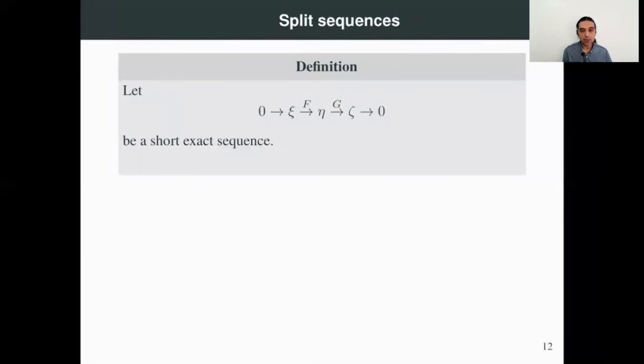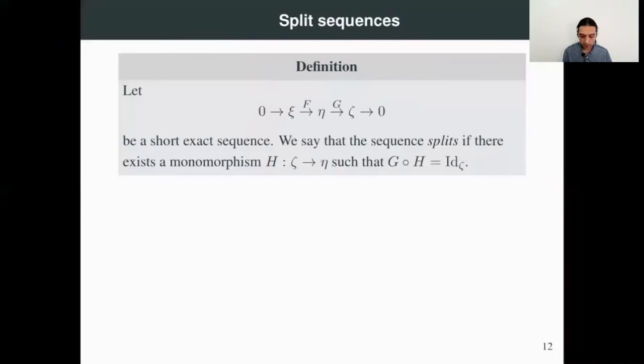Now we can use the previous example as a motivation to define split sequences, split exact sequences. Okay. So first of all, let us consider a short exact sequence. Okay, and we say that the sequence splits if there exists a monomorphism from zeta to eta, such that the composition of H and G is the identity of this vector bundle theta. The map H is a map over here, right?